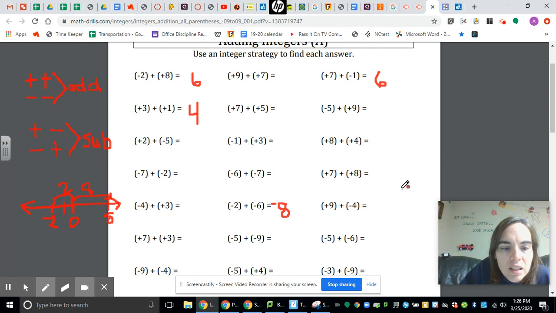All right, let's go down to this one right here. Okay, we have a positive and a negative. So first thing I want to do is check my strategy. Positive and negative is subtract. All right, so 5 minus 2 is 3. I'm going to take the sign of the largest absolute value. The absolute value here is 2. The absolute value here is 5. Okay, this one's larger, and this is a negative, so therefore my answer is going to be negative 3.